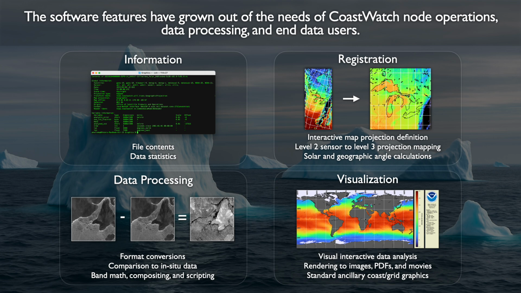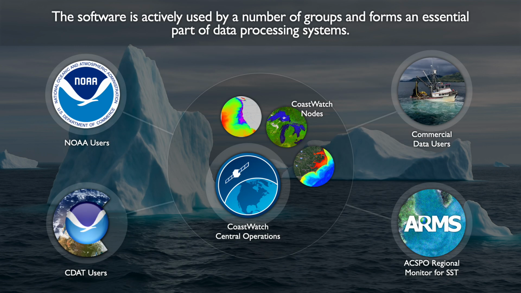So you might ask, who uses the software? The software features have really grown out of requests from CoastWatch data users, central operations, and node operations. So a number of groups use the software, with CoastWatch central operations using the most functionality. The East and West Coast and Great Lake nodes as well, and also the AXPO data monitoring system. NOAA users outside of CoastWatch and commercial users who take CoastWatch products and process them further for their own websites and apps. And finally, there are CDAT users around the world using it for viewing CoastWatch data.